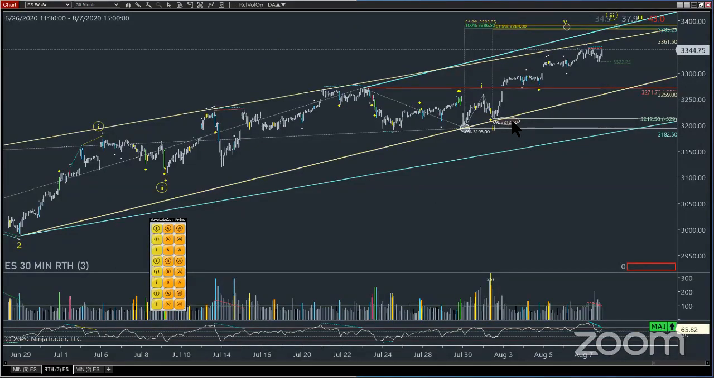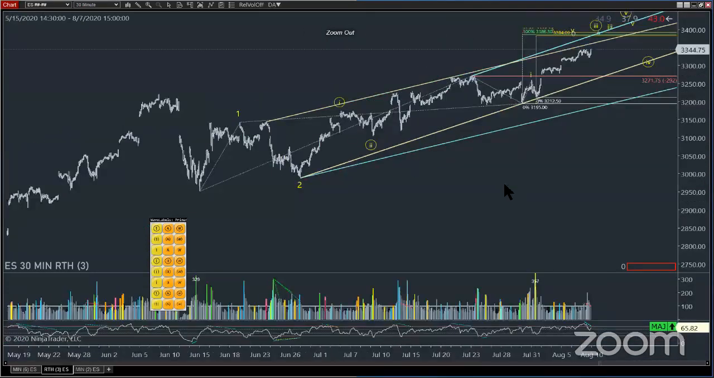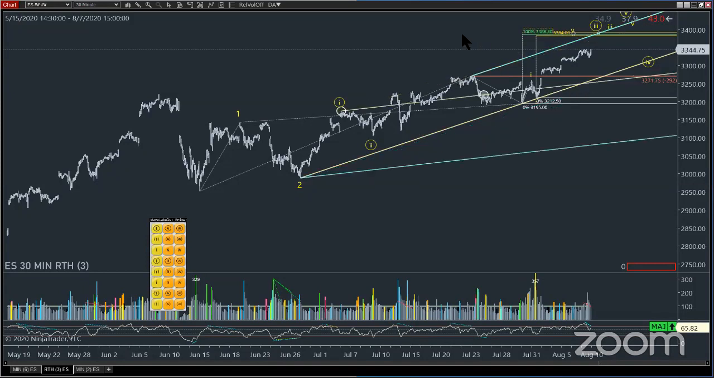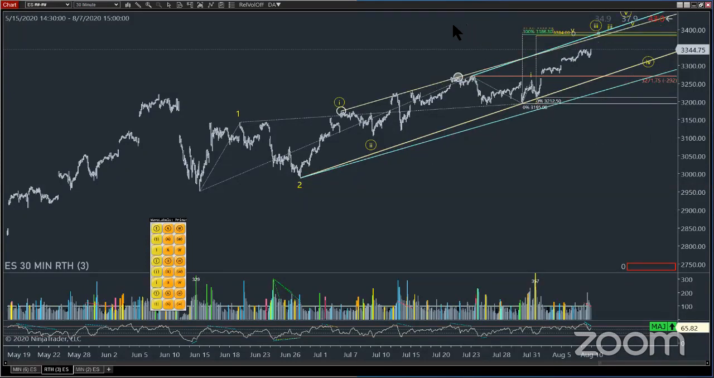However, on the NASDAQ, it's looking like a perfect 5-wave move to the upside. So it does look rather perfect on the NASDAQ. All right, I'll leave it right there for now.